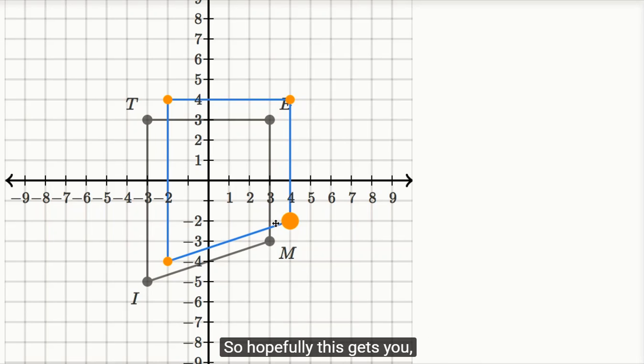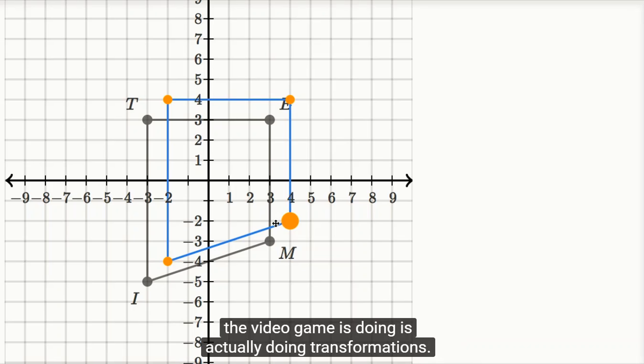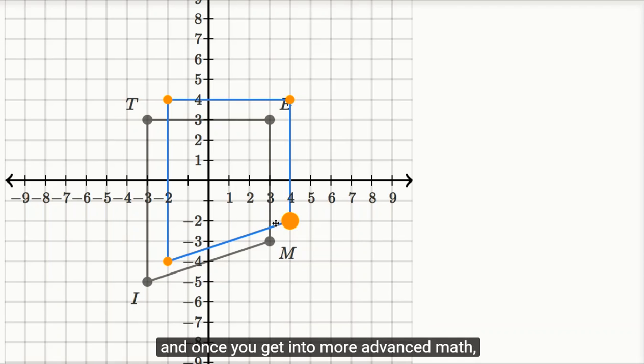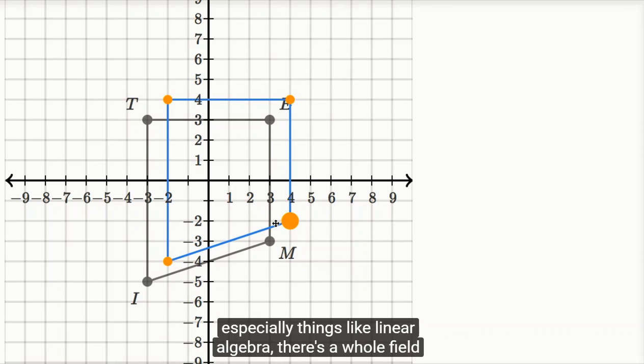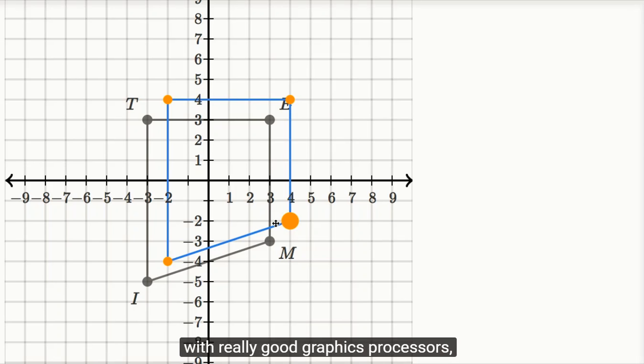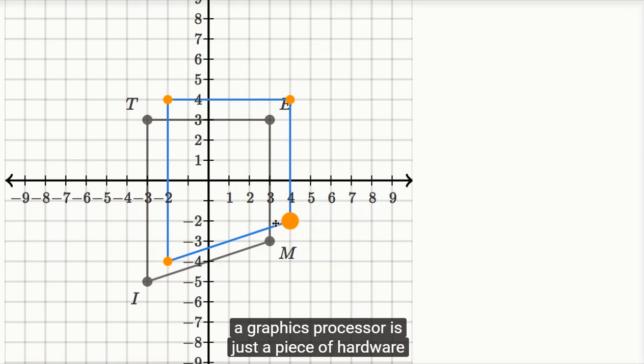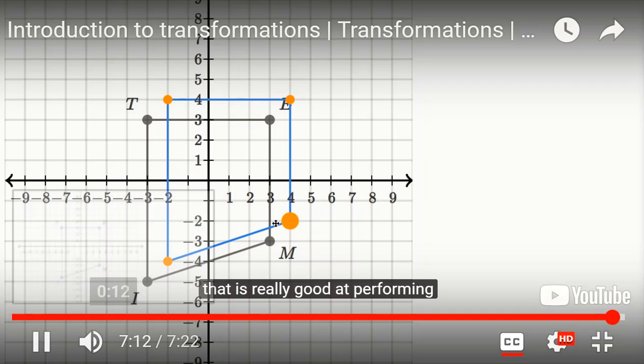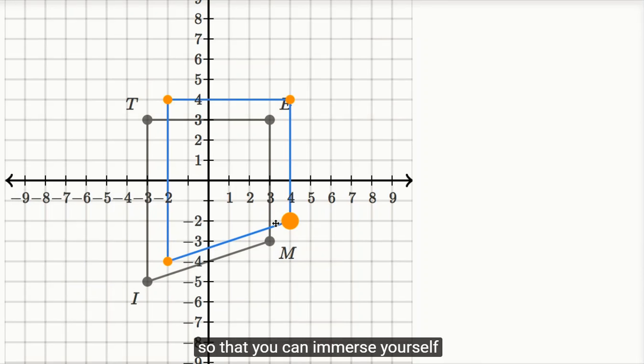So hopefully this gets you, it's actually very, very interesting. When you use an art program, or a lot of computer graphics, or you play a video game, most of what the video game is doing is transformations, sometimes in 2 dimensions, sometimes in 3 dimensions. And once you get into more advanced math, especially linear algebra, that whole field is really focused around transformations. In fact, a graphics processor is a piece of hardware that is really good at performing mathematical transformations so that you can immerse yourself in a 3D reality or whatever else. So this is really, really interesting stuff.